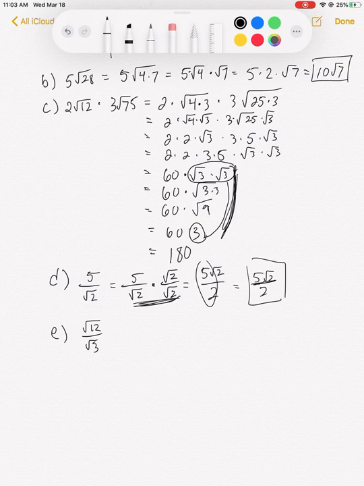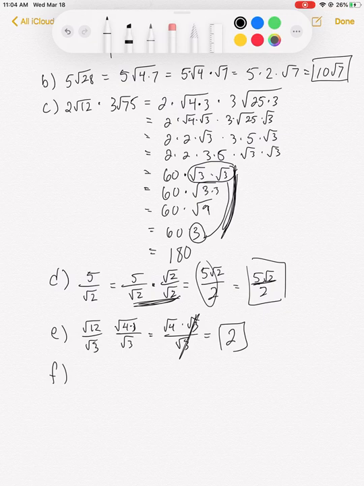Okay, so moving on, we have the square root of 4 times 3 over square root of 3. That's equal to the square root of 4 times the square root of 3 over square root of 3. Notice that these are the same and they can cancel. Square root of 4 is the same as 2, so that's our answer there.